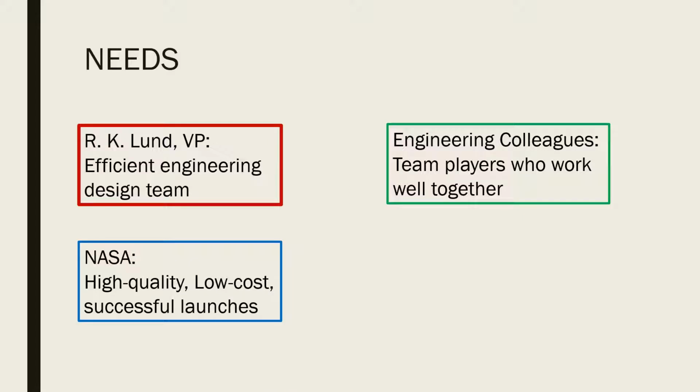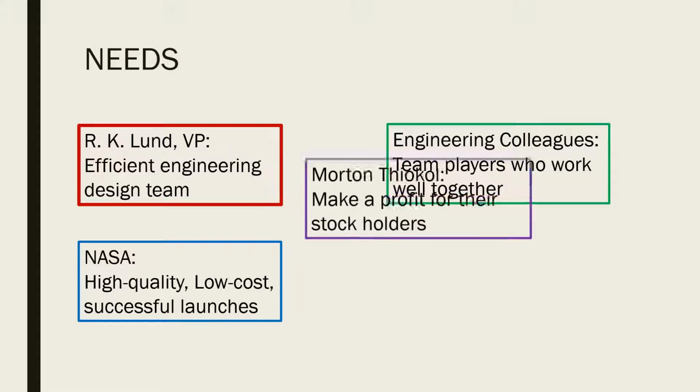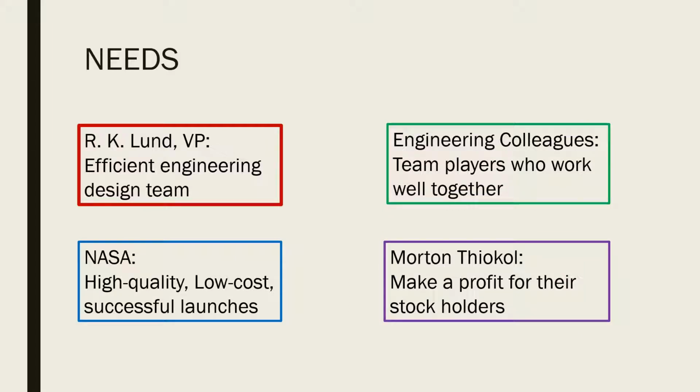NASA, on the other hand, really want high quality, low cost, successful launches. They want to be able to rely on the quality of the product, but also come in under budget. Finally, Morton Thiokol is really interested in making a profit for their stockholders. So as you can see, all of them are really focused on efficiency, quality, but there's some monetary incentives for some of the readers as well.